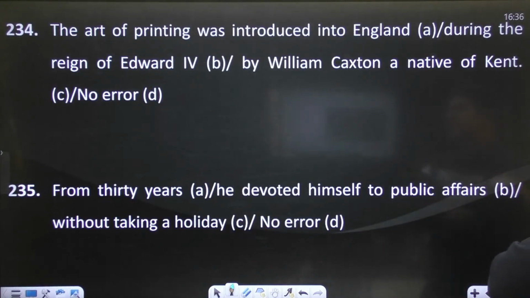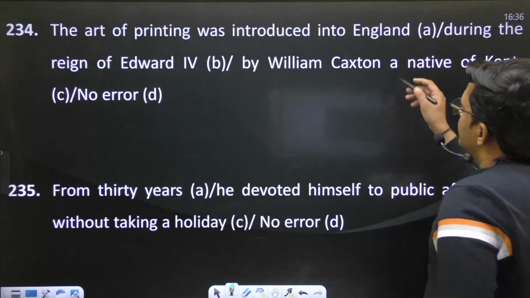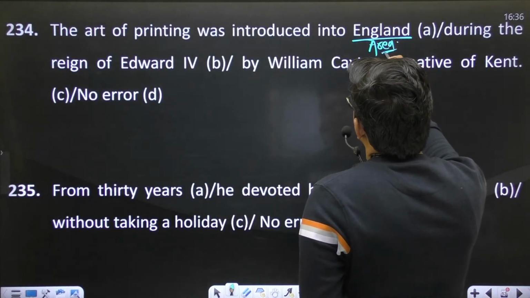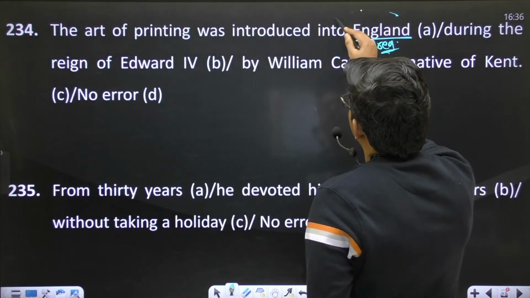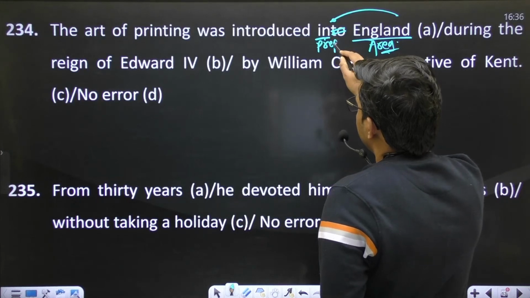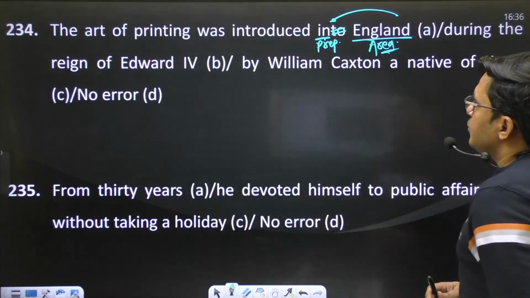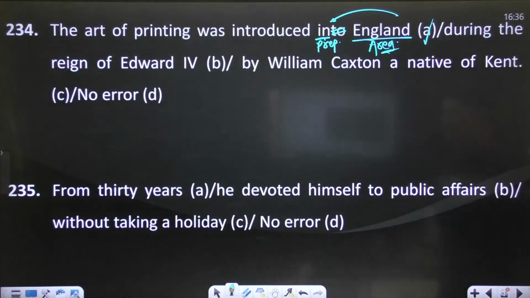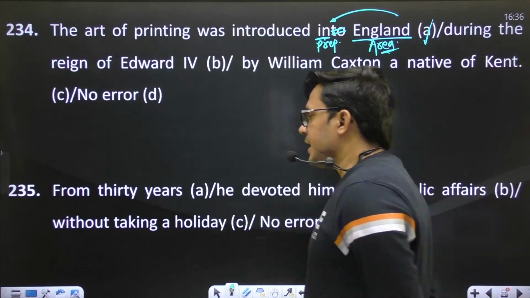The art of printing was introduced into England during the reign of Edward by William Caxton, a native of Kent. This word England denotes an area, and before an area we don't use the preposition into, we use the preposition in. The sentence will be: the art of printing was introduced in England during the reign of Edward. Part A has an error.